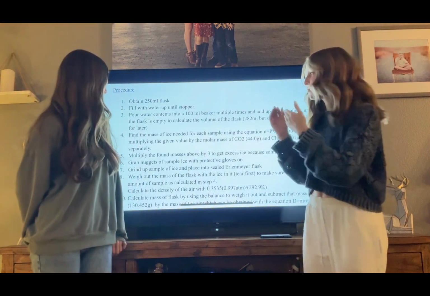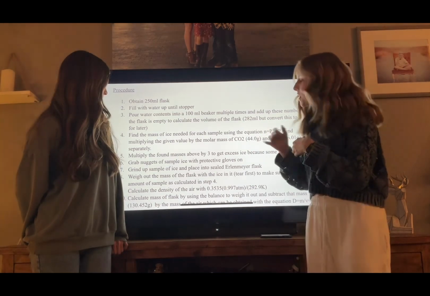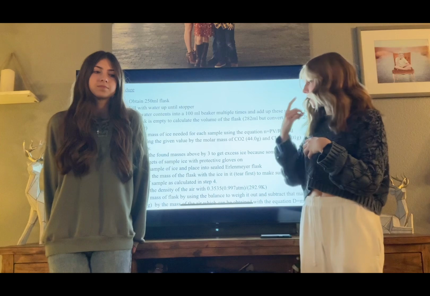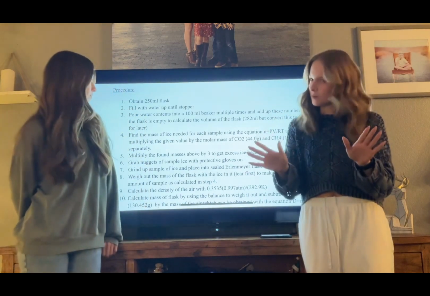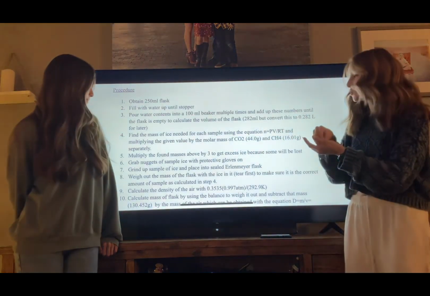Now, then you're going to take a sample of ice and determine the mass of it based off the equation Pivnert. And then you multiply the mass that was determined 3 times so we have an excess amount to work with. Then grab the sample with protective gloves so you don't burn yourself, and then you grind up the sample of ice, and then you put it in the sealed Erlenmeyer flask.